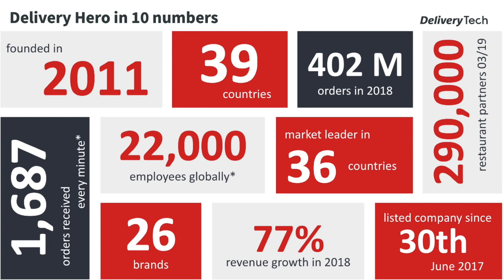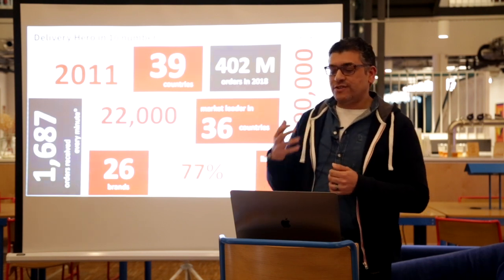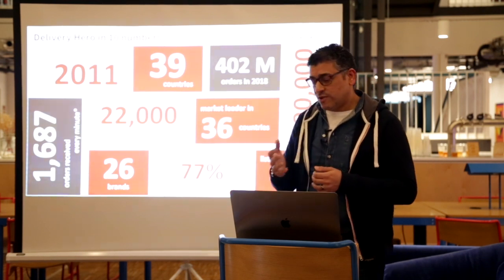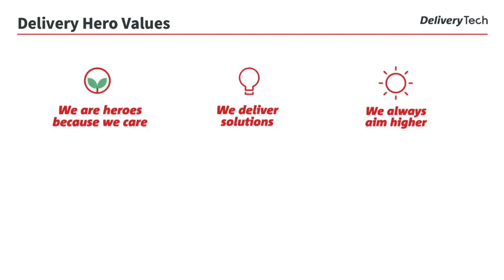We are now 22,000 employees globally, and we are market leader in 36 countries. We now have 26 brands of food delivery all over the world. And we receive more than 1,600 orders per minute. We are a listed company since the 13th of June 2017. And the revenue growth in 2018 is 77%.